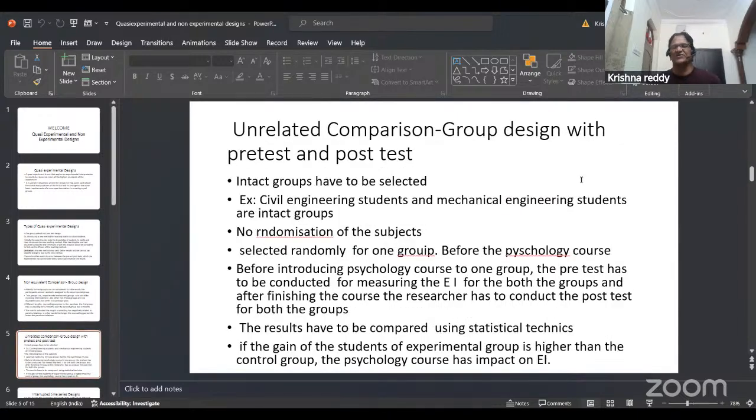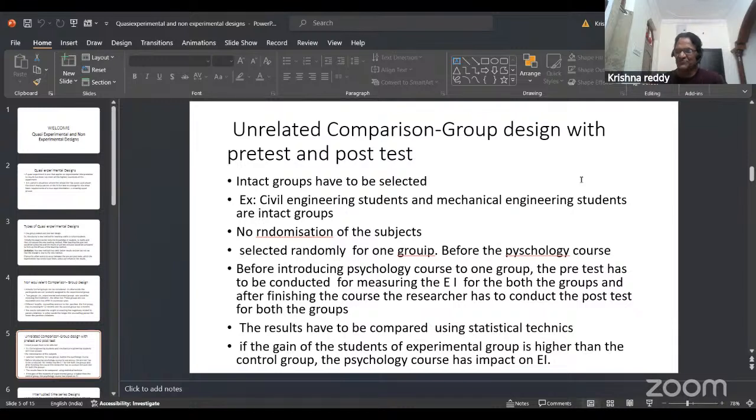Then the non-equivalent comparison group design with pre-test and post-test. We can call it an intact group kind of design. Here intact groups have to be selected. Which are those intact groups? Already the groups are formed. For example, you can take engineering colleges. You find civil engineering students and mechanical engineering students are intact groups for your experiment.